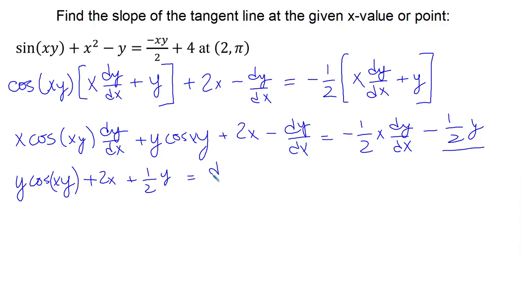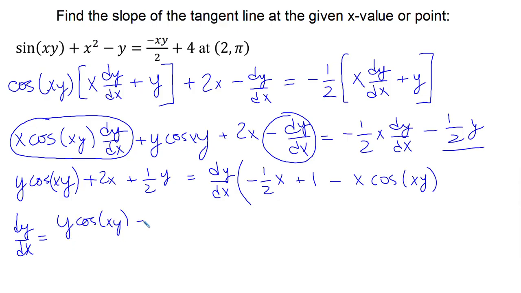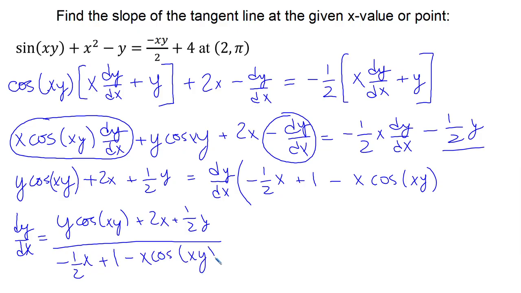And then on the other side, all the terms are going to have that dy dx, so we can factor the dy dx out of it. We'll have a minus 1/2 x. We'll have a plus 1 from this term. And then from our x cosine xy, over here we'll have a minus x cosine xy. And so our final derivative should be dy dx is equal to y cosine xy plus 2x plus 1/2 y, all divided by the negative 1/2 x plus 1 minus x cosine of xy.